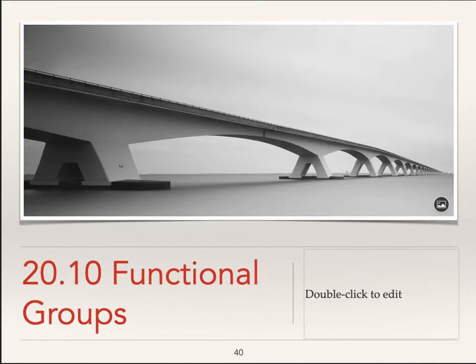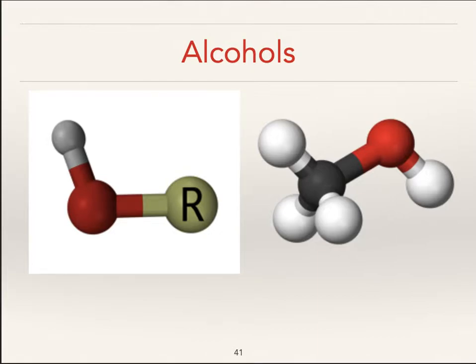Hey guys, in section 20.10, we're going to learn about functional groups. Functional groups are combinations of atoms that you can stick onto a molecule to give the molecule certain properties. And it'll make more sense after looking at a few of them. It's also a way for chemists to categorize molecules. There are tens of millions of organic molecules, and it's nice to be able to lump some of them together into categories that are going to behave in a similar way.